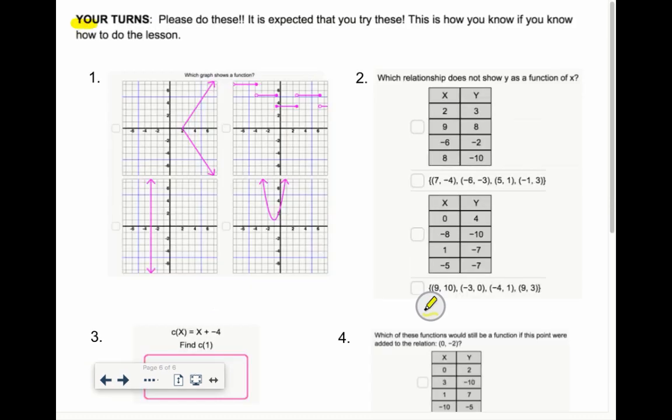It's a function. So you have 5 your turns to do. They should not take you that long. Most of them are multiple choice. So please do these, so you can tell whether or not you know what a function is and you know how to use function notation or not.